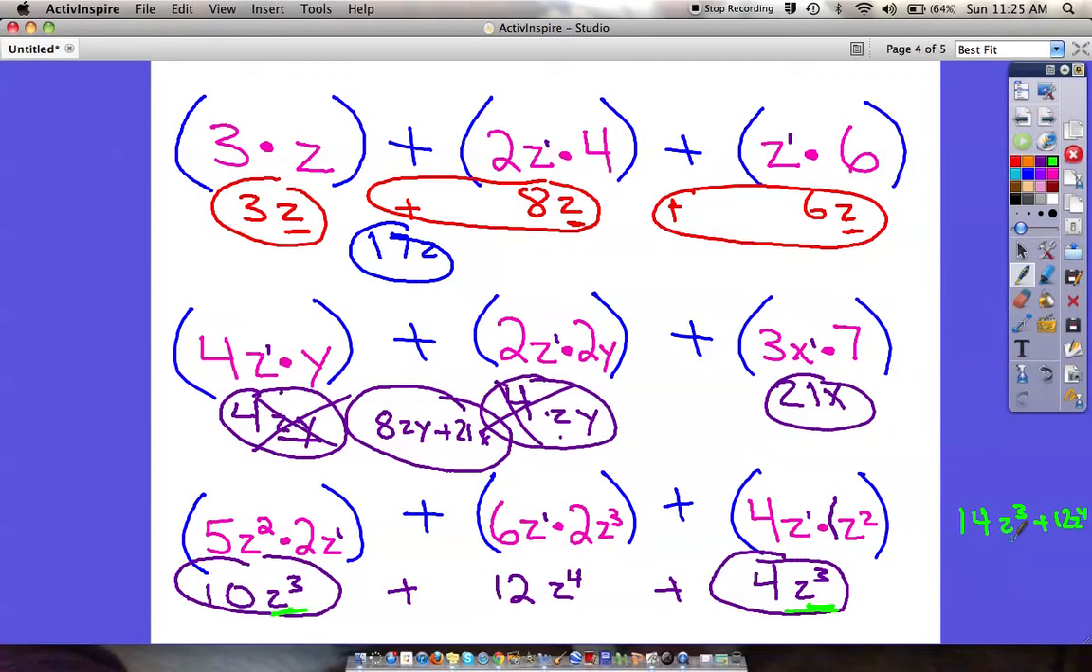Those don't combine together because that ends in z to the third. That ends in z to the fourth. Again, it's hard, I think, to keep track of what you do when you multiply and what you do when you add. But I think you'll be able to figure it out if you just try to keep the things separated.